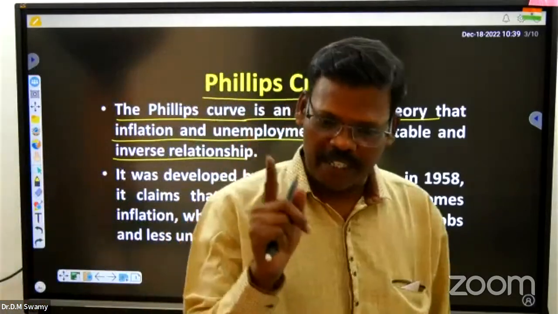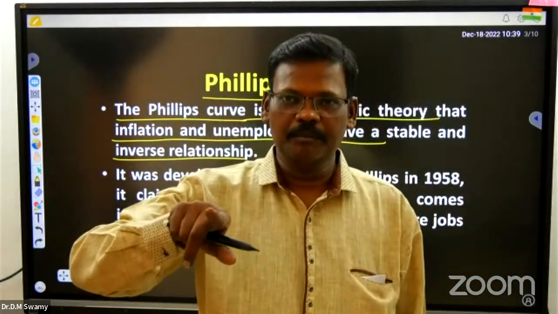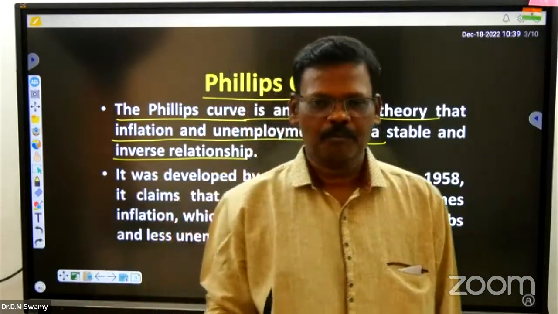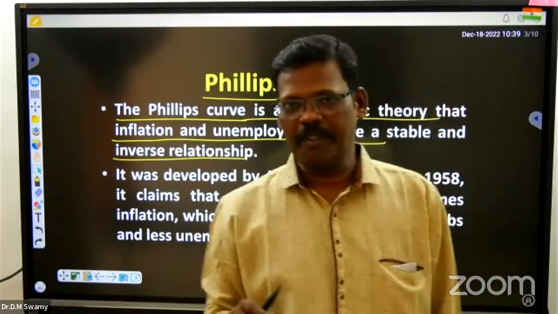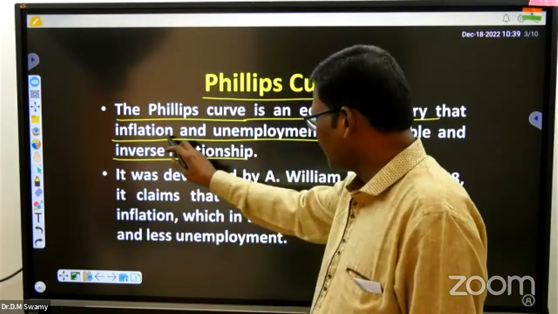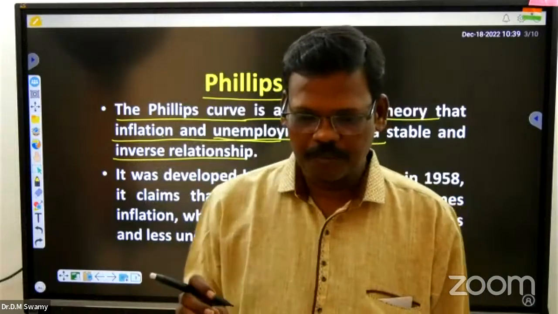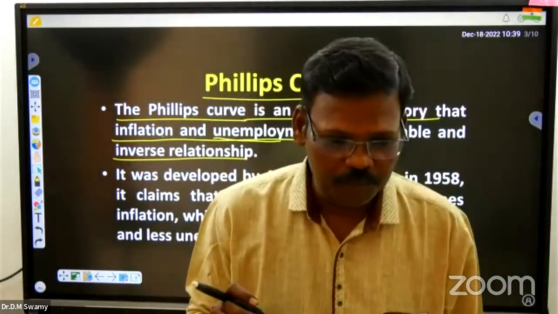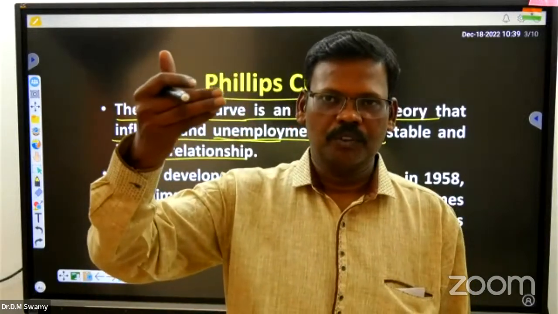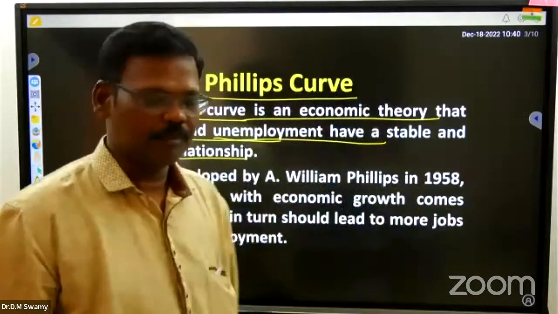The Phillips curve explains the relationship between inflation and unemployment. According to this Phillips curve, between these two we have an inverse relationship, that is, an opposite relationship, called a negative relationship.